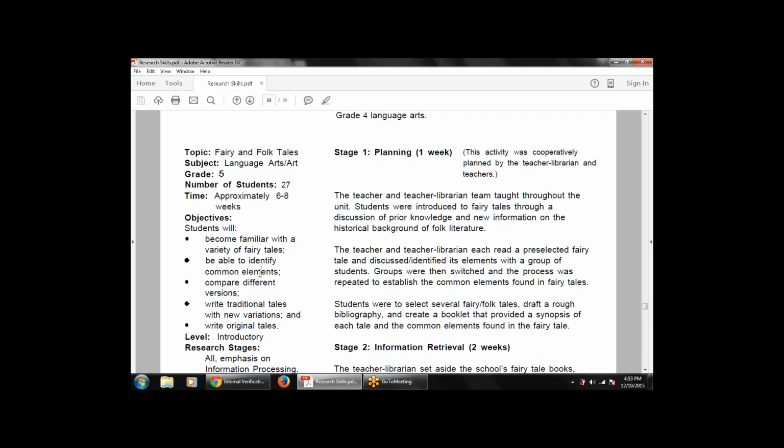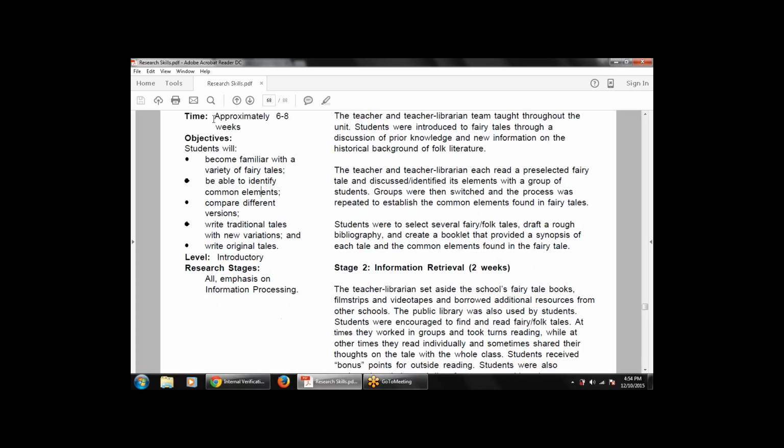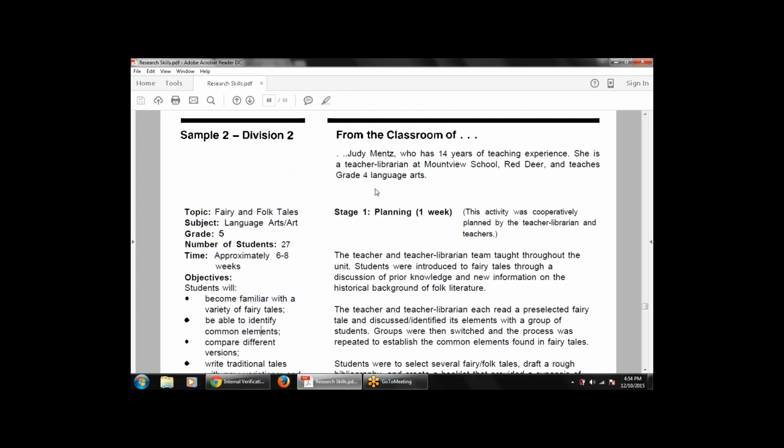And what are the various research stages that are used? This is all about the research stages, but the main focus is on information processing, that is, how to process the information. The first stage is planning, which takes 1 week. This activity was cooperatively planned by the teacher librarian and the teacher. That is stage number 1, planning, for only 1 week.